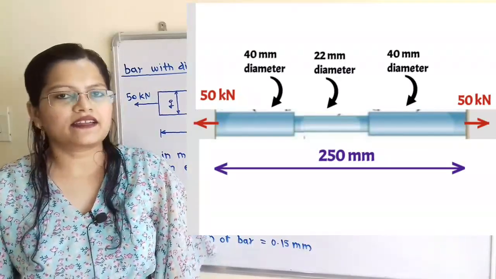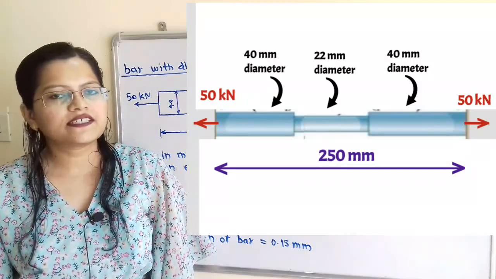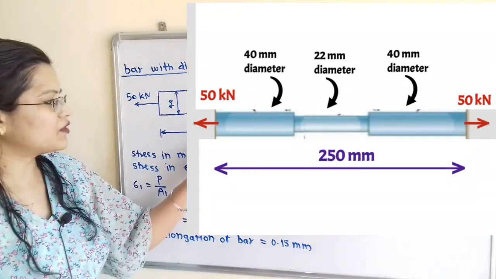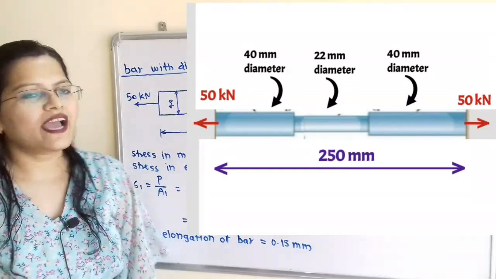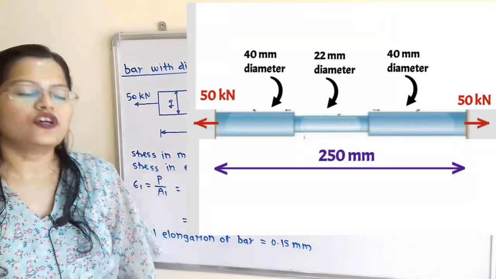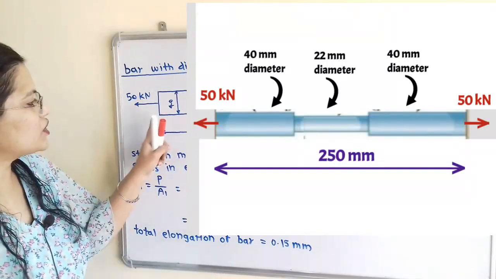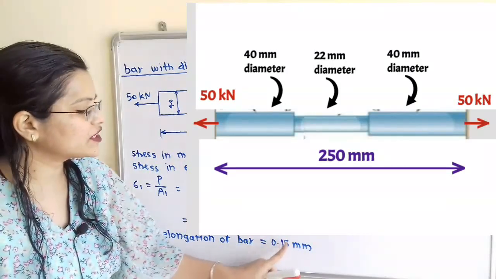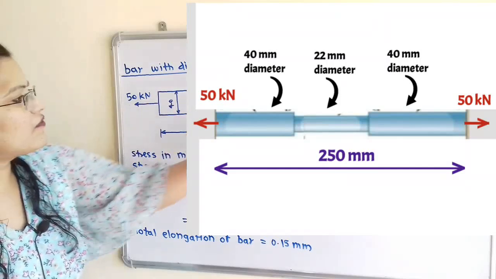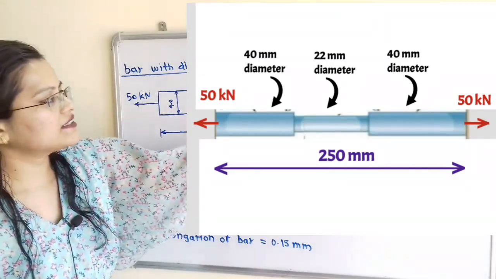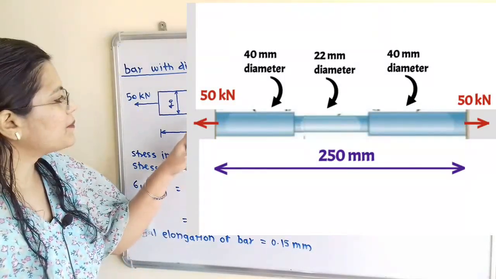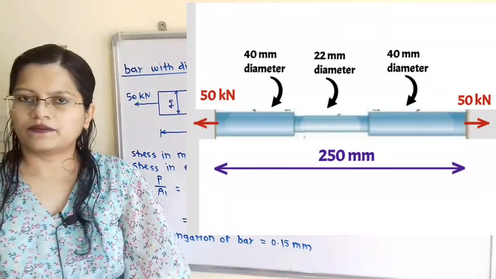Let us understand the given question. This is a bar of different diameters, and the total length of the bar is 250 millimeter. We have to find the length of the middle portion of the bar so that the total elongation of the bar is equal to 0.15 millimeter. Tensile force is applied and it is equal to 50 kilonewton. So how do we find the middle length of this bar?